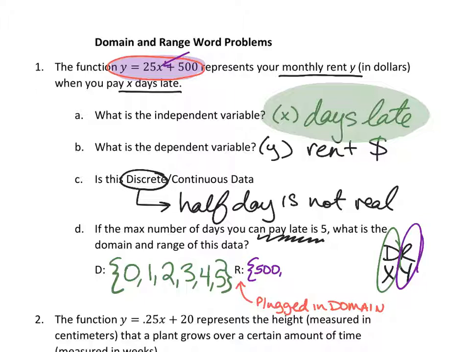If I pay 1 day late, 1 times 25 is 25 plus 500. So I pay 1 day late. I have $525 that I owe my landlord. Wow. What happened if I pay 2 days late? Another $25. How about 3 days late? Another 25. Another 25. And 5 days late? $625 I owe my landlord. There's my domain and my range for this situation. We found the domain from the equation, what they gave us. I find the range by plugging in the domain.